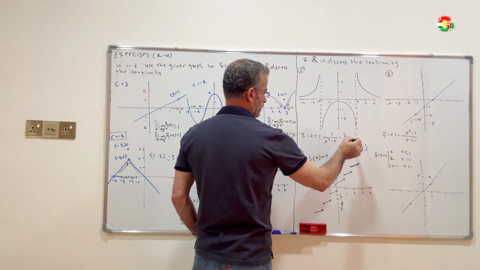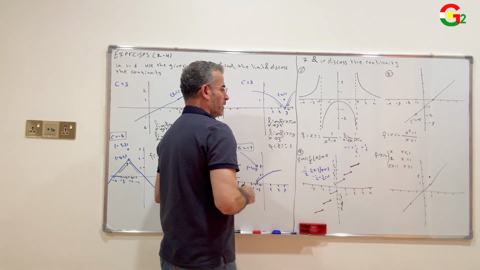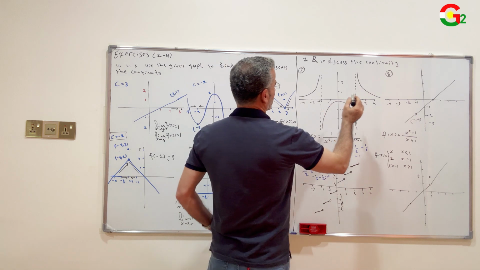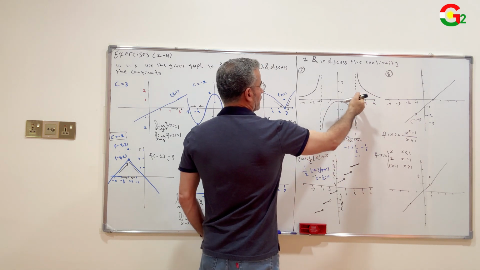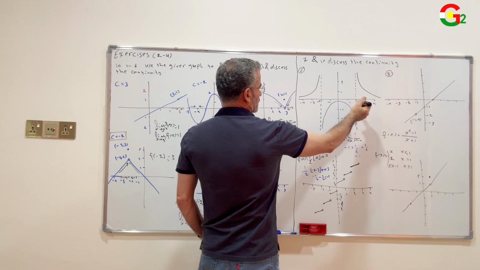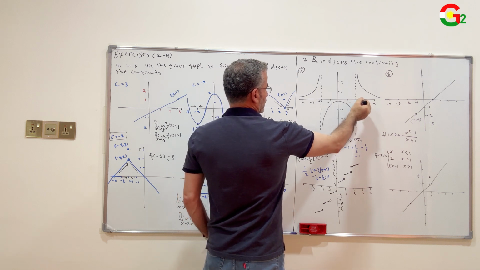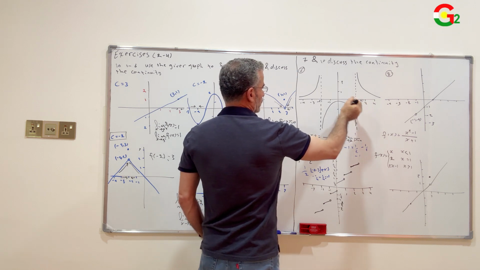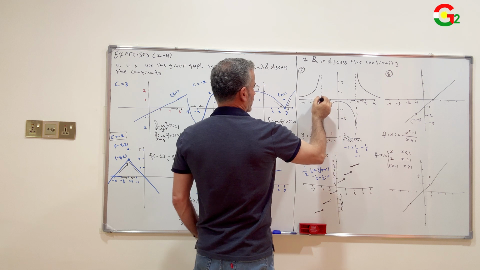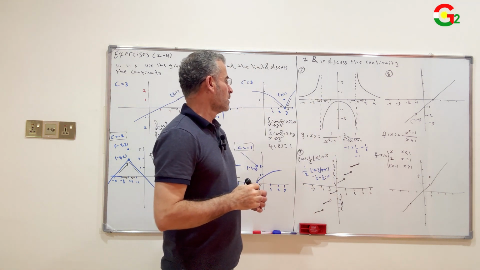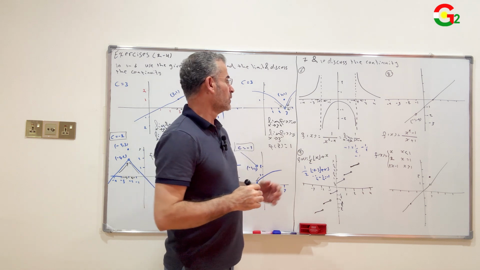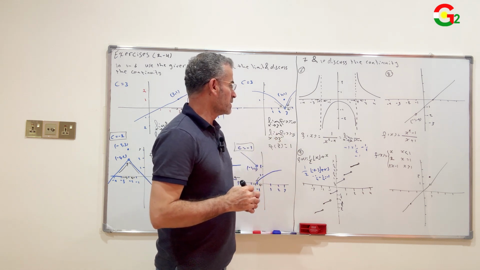Also, when x approaches negative 2, the function is undefined. Therefore, the function is not continuous when x equals 2 and x equals negative 2. Also, the function has non-removable discontinuity at these points.